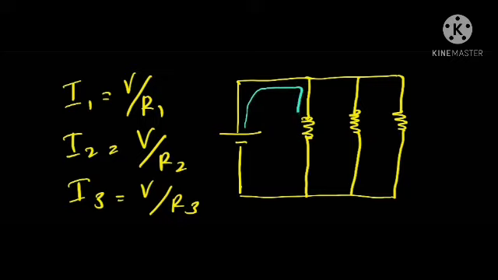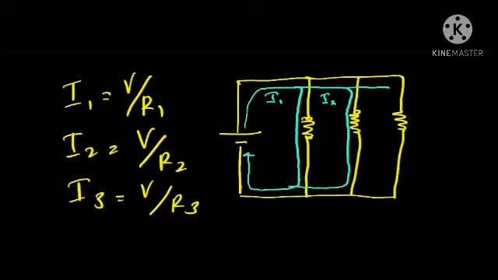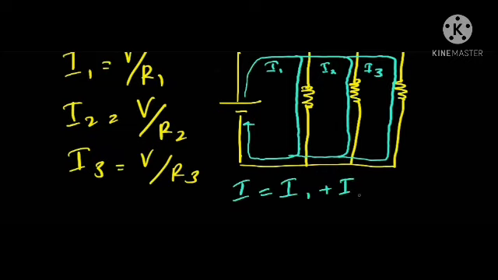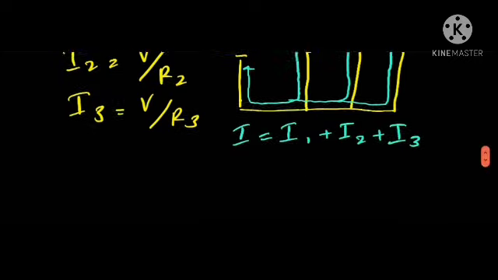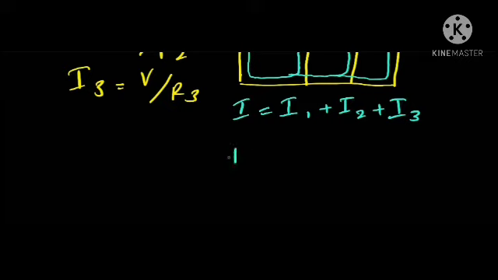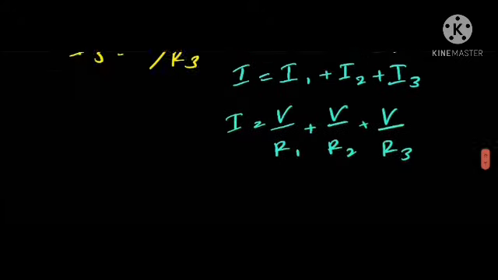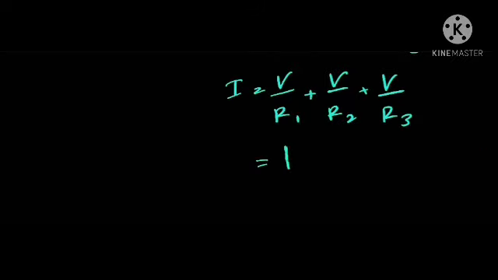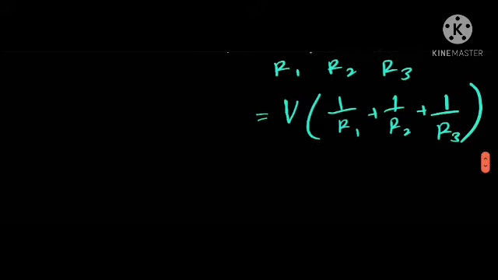Here in this picture, three resistors are connected in parallel to a battery. Here I equals I1 plus I2 plus I3. Substituting the expressions of the individual currents gives I equals V over R1 plus V over R2 plus V over R3, or I equals V times (1 over R1 plus 1 over R2 plus 1 over R3).